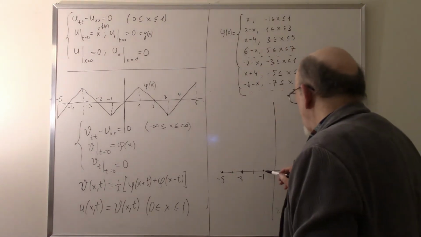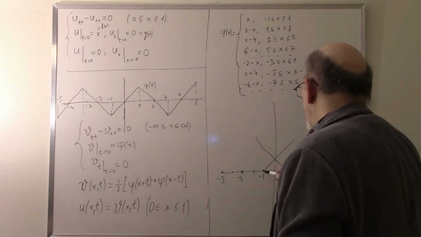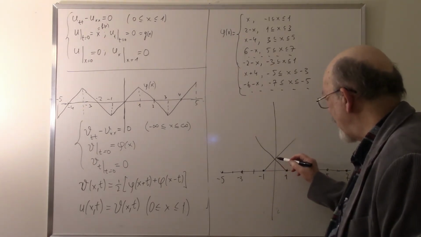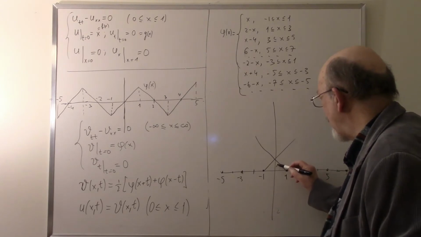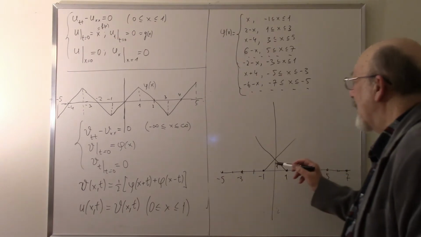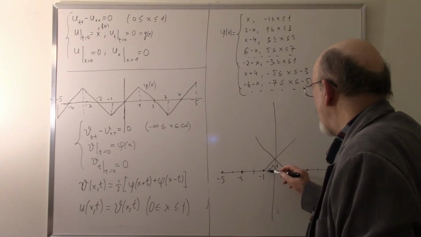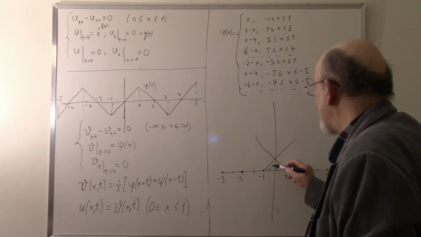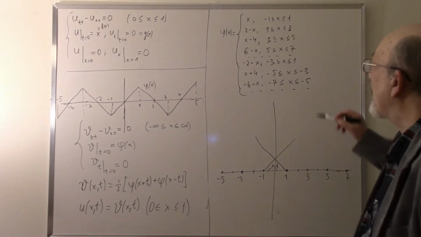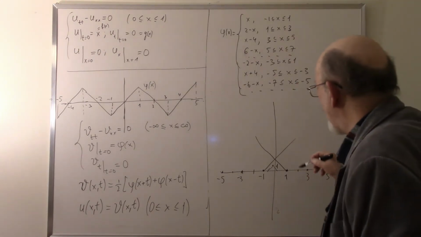Now, let us draw the characteristics through the points 1 and minus 1. In this triangle, which I denote by domain number 1, if the point x t is in this triangle, then x plus t and x minus t are between minus 1 and 1. So for both we can use this formula in domain number 1.